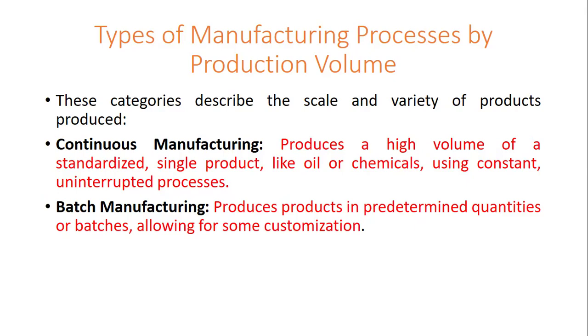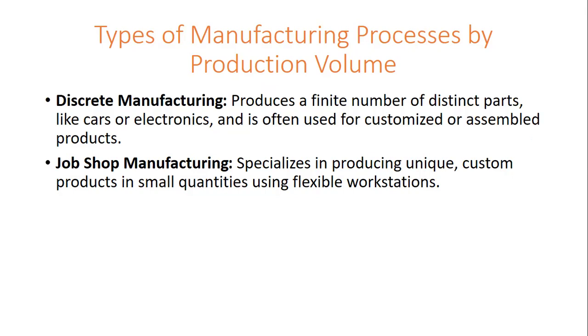Next one is the batch production system. It produces products in predetermined fixed quantities or batches, allowing certain customization. Next one is discrete production. It is nothing but finite production. We are able to produce a distinct number of parts in finite number, say automobile production, electronic production. For such things, we can use customized parts for final assembly of the product.